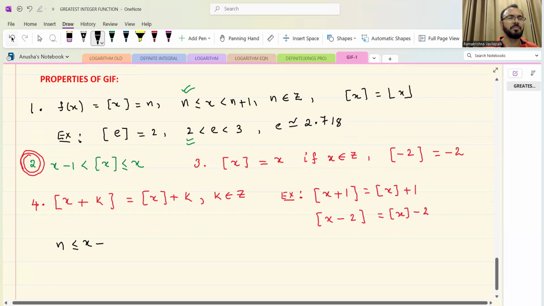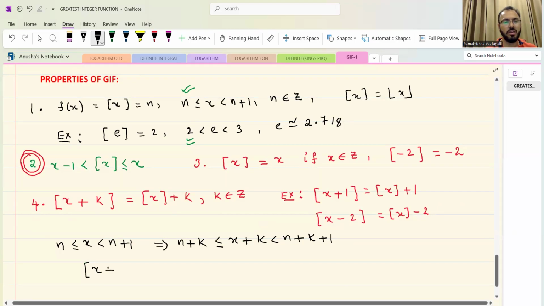Right? Assume x lies between n and n plus 1. Now adding k, where k is an integer: n plus k is less than or equal to x plus k, which is less than n plus k plus 1. All right, now what is the integral part of x plus k?